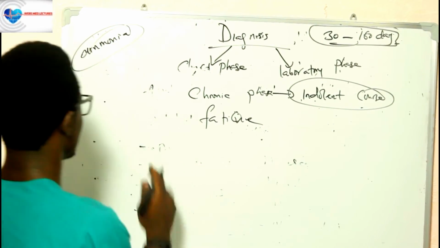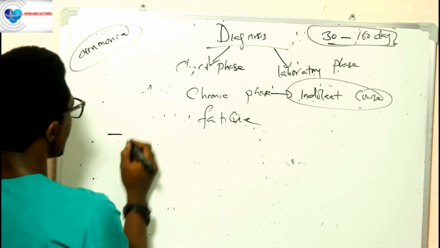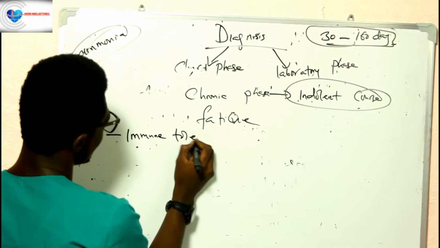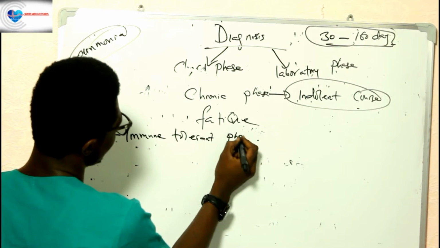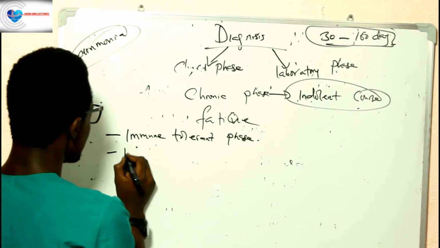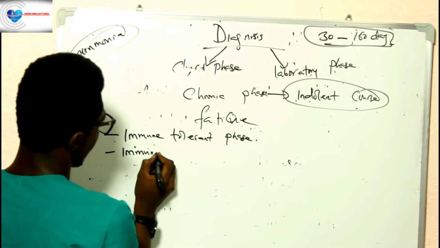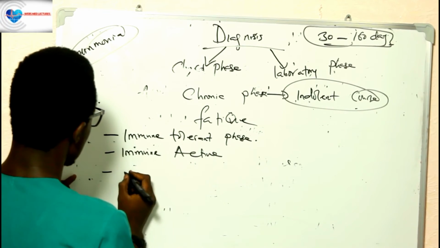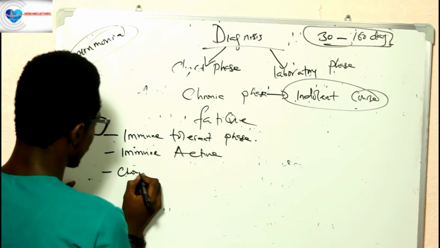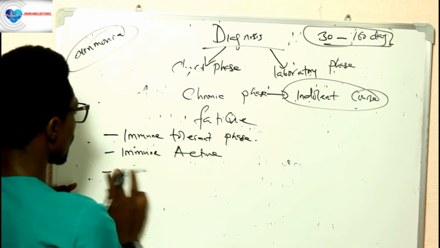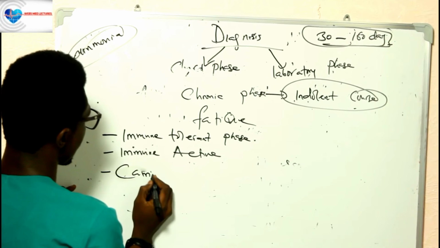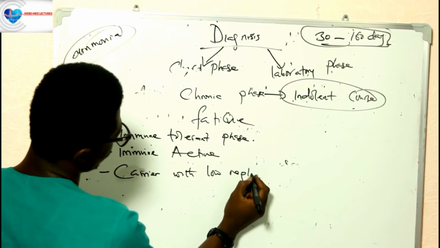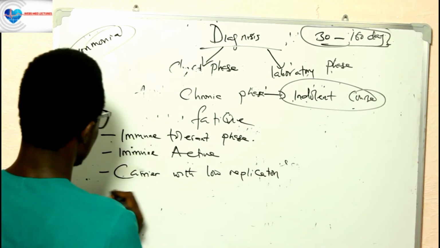We have the immune tolerant phase. We also have what we call the immune active phase, guys. Then we also have the chronic, or you can just call it the carrier phase. You can call it carrier with low replication.